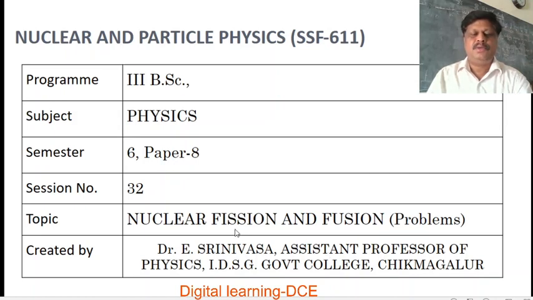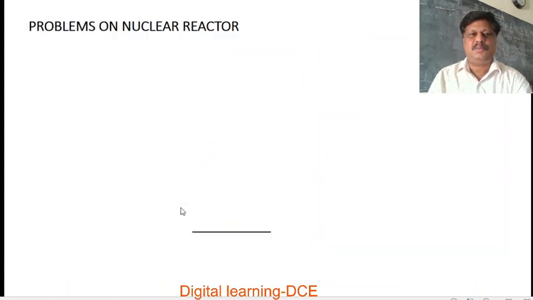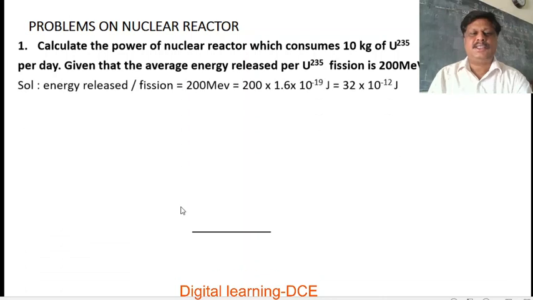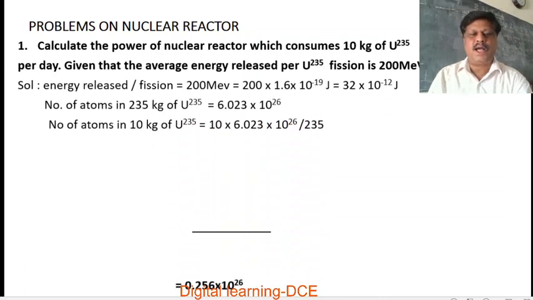In this video, I am going to solve some problems in the chapter nuclear physics, nuclear fission and nuclear fusion, which is a chapter for 3rd BSc physics students studying in 6th sem for paper 8, Nuclear and particle physics, subject code SSF 611, and this is the video for session number 32. So let us discuss the problems one by one.